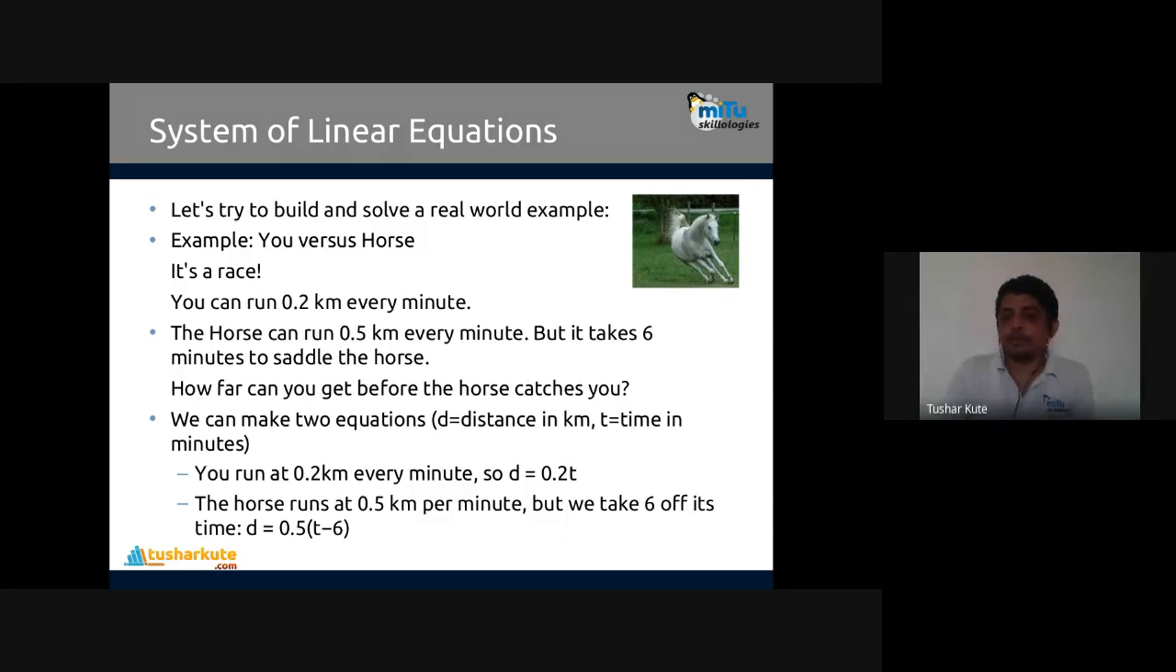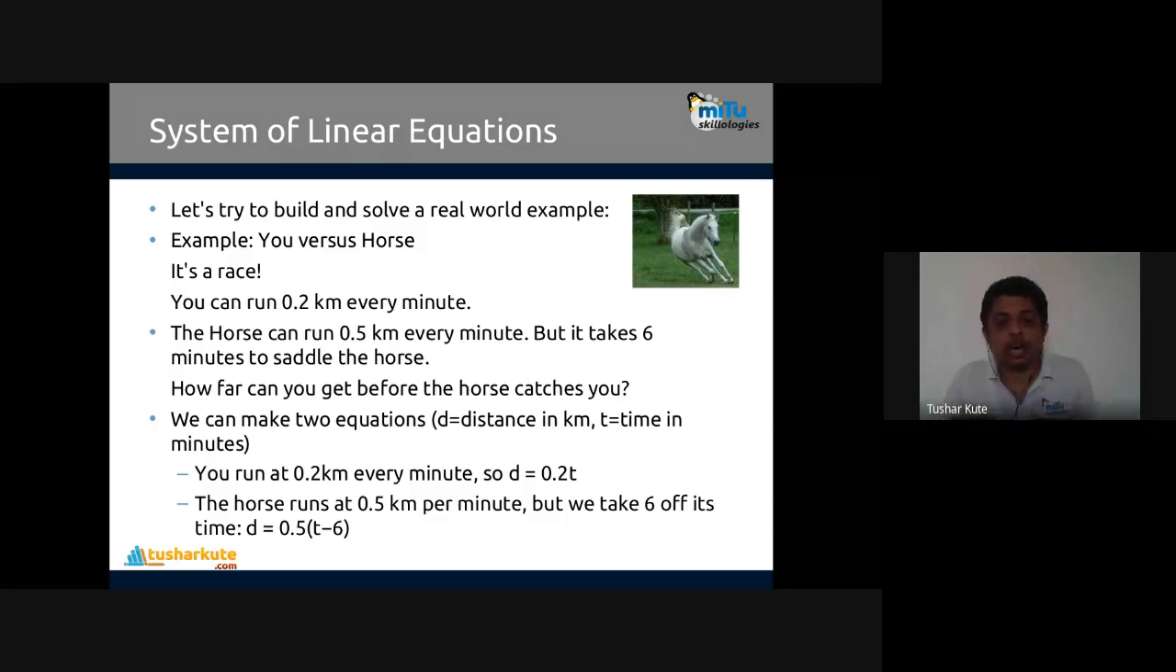So how far can you get before the horse catches you? This is what I need to identify. The speeds of both are mentioned over here, and how far can you get before the horse catches you? Now a 6 minute difference is there, which I mentioned already. So how much time is required to perform?